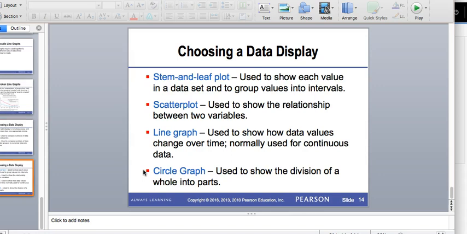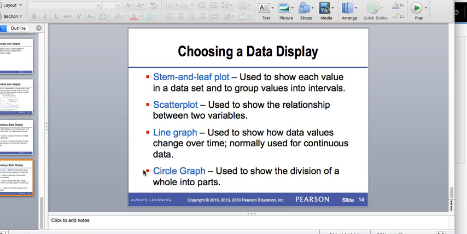A stem and leaf plot is used to show each value in the data set in intervals as well. And sometimes when we look at the data, there is a choice. You could say, okay, a stem and leaf would work, but a histogram would also work. Really, one is not better than the other in that case, so either one would work. But there are times when, based on the data, one graph would definitely be better than the others.